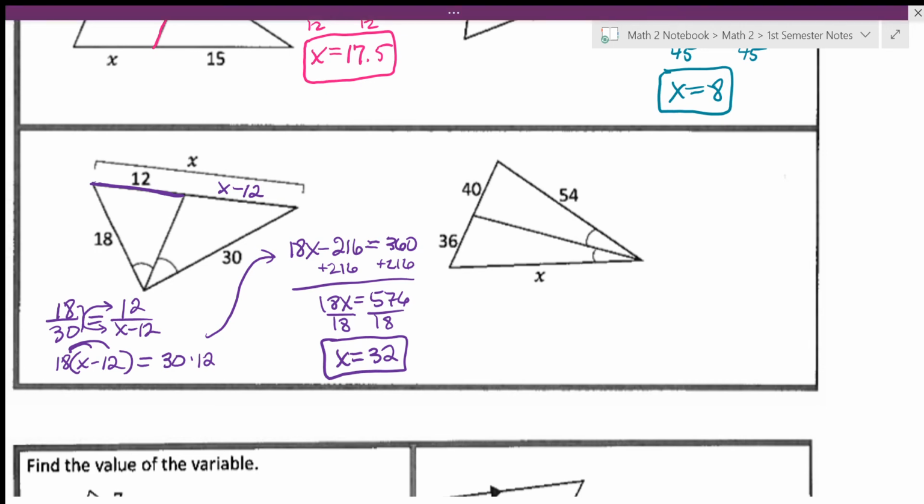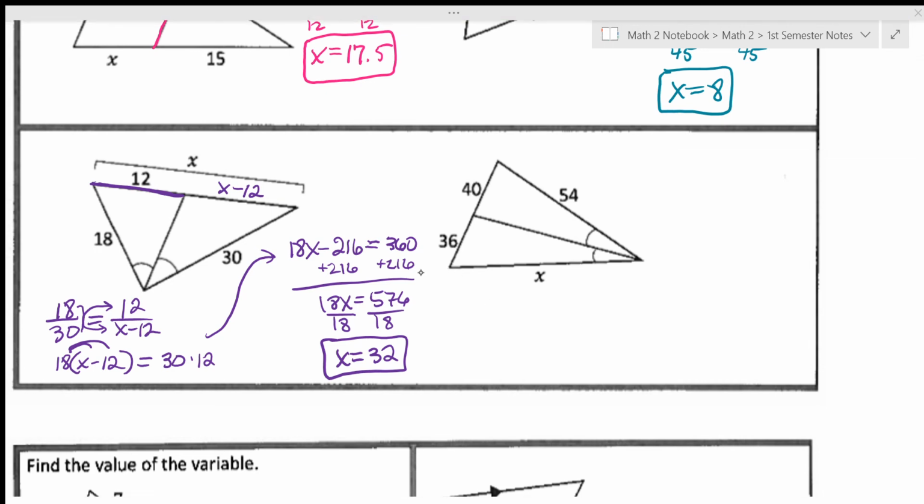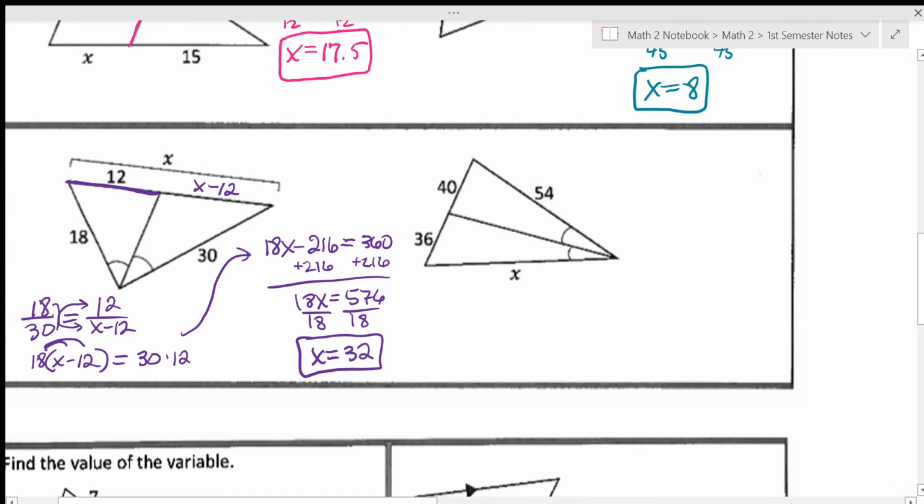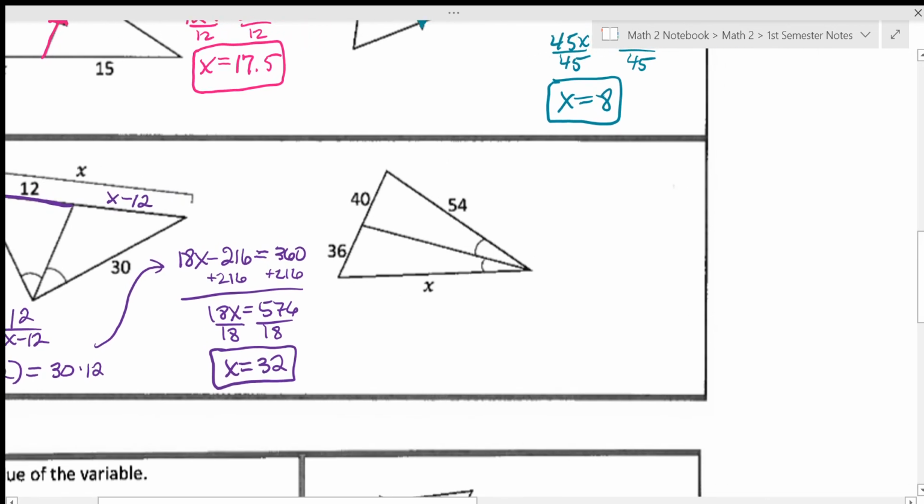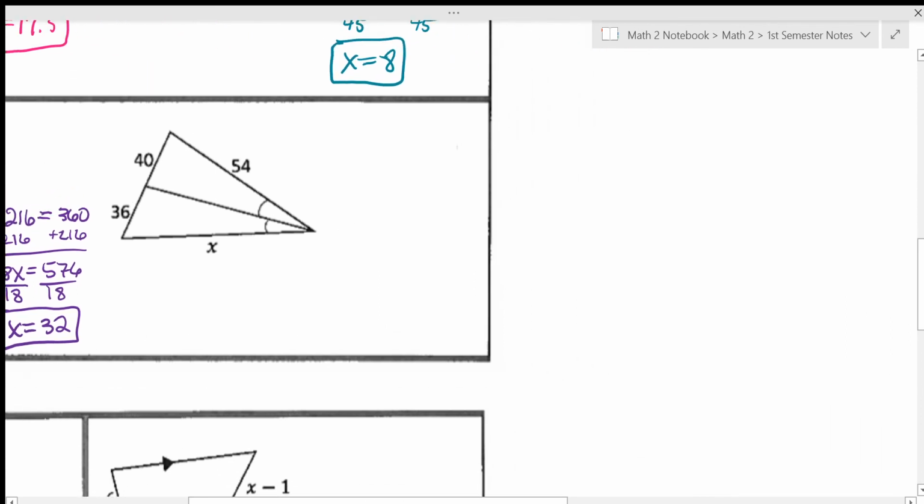Okay, and then the next one, we'll go ahead and set it up like we did the second fraction up above under this angle bisector theorem. So one way we can do it, like we did there, is long over long equals short over short. Or we can do long over short. So if I do x over 36, then that has to equal 54 over 40. And then I'm actually going to go ahead and reduce this 54 over 40 to 27 over 20. So then I have x over 36 equals 27 over 20. That's just going to make my numbers a little smaller instead of multiplying by 54 and 40.